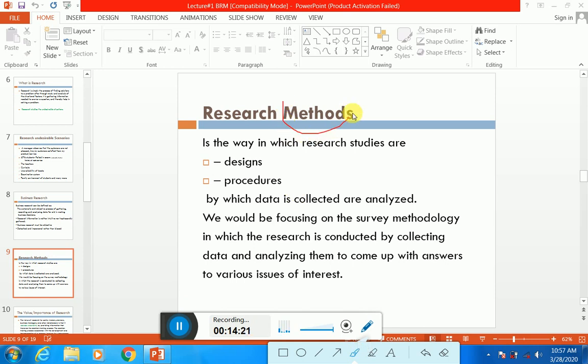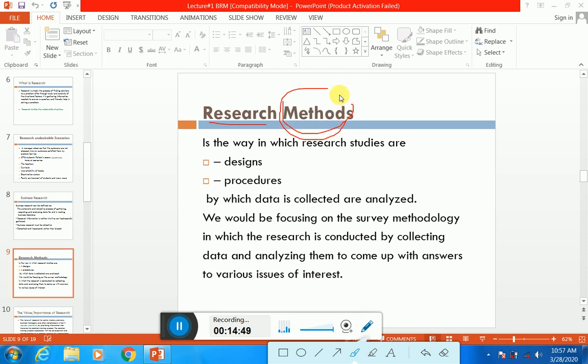Now we are talking about method. If you remember, I told you that our course, the name of the subject, contains two terminologies. One was research and another was method. Now I'm going to explain what the method is. Method is simply a way. Method is simply a technique. Methodology is basically the combination of different methods.